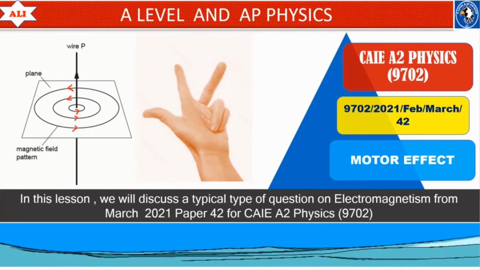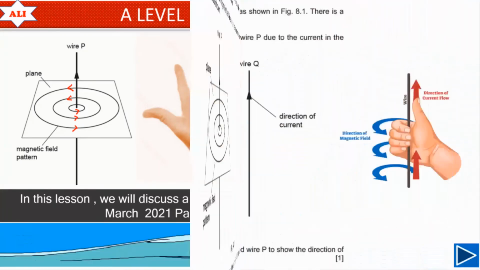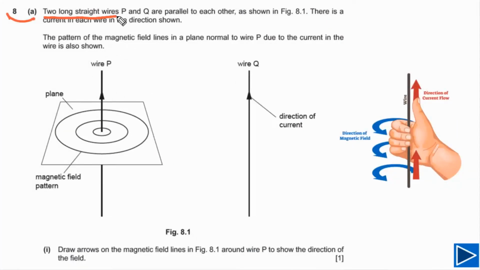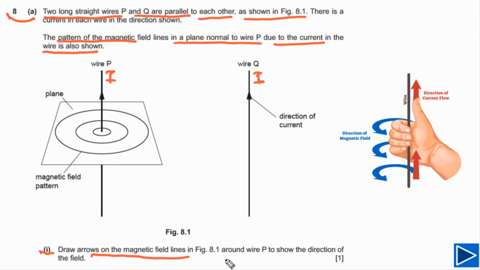These points are very important to understand the motor effect and also to understand electromagnetism. For question number 8, it is given that two long straight wires P and Q are parallel to each other as shown in figure 8.1, and the direction of current in each wire is also given. So this is the direction of current. The pattern of the magnetic field lines in a plane normal to wire P due to current in the wire is also shown. For part A1, we need to draw arrows on the magnetic field lines in figure 8.1 around wire P to show the direction of the field.